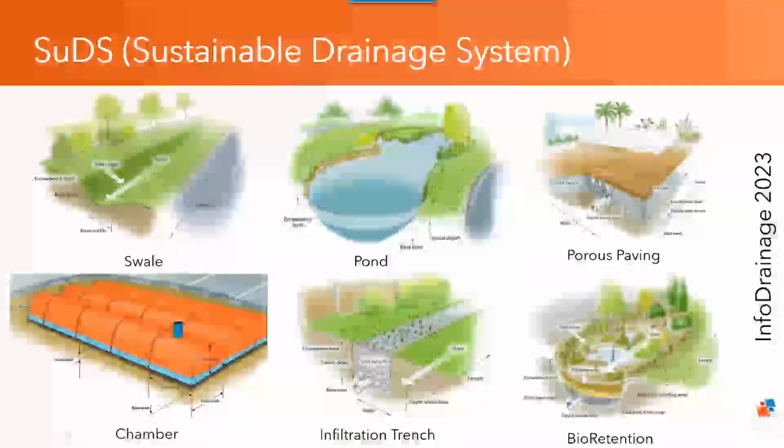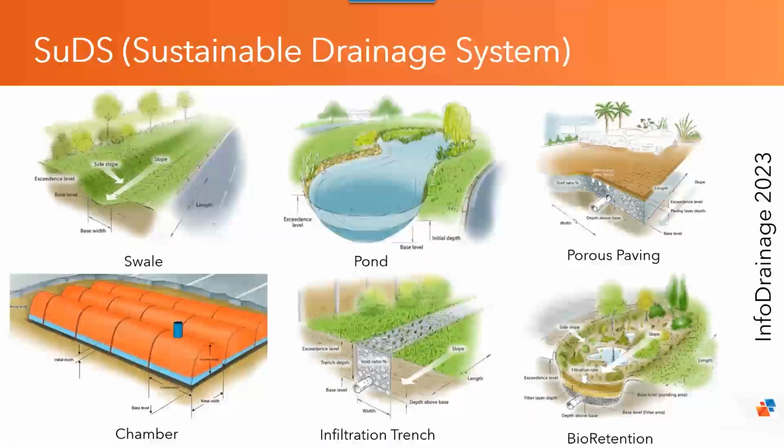When I talk about the sustainable drainage system, here are a few pictures just to give you an idea. Okay, pond, swale, chambers, cellular storage, infiltration trench, bioretention, porous paving. There are so many items available in this product.